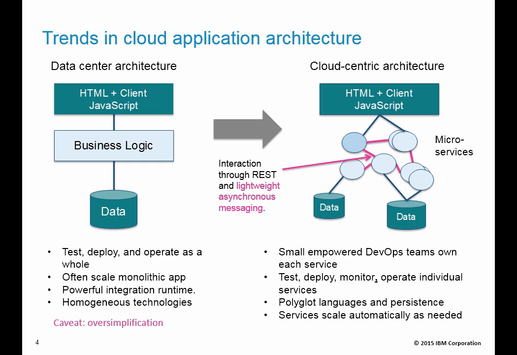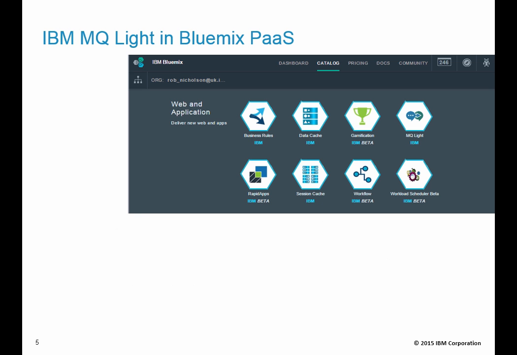On the right side, we see a cloud-centric architecture. With this architecture, you can have small, empowered DevOps teams own each microservice. You can test, deploy, monitor, and operate individual services. You can use polyglot languages and persistence, and the services scale automatically as necessary. With the cloud-centric architecture, there is a lot more efficiency.